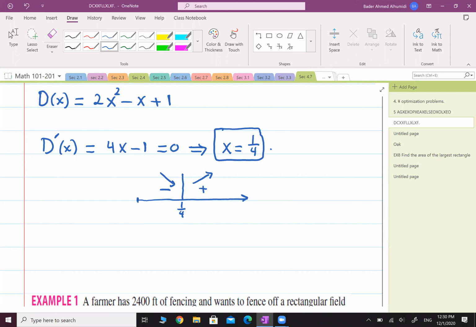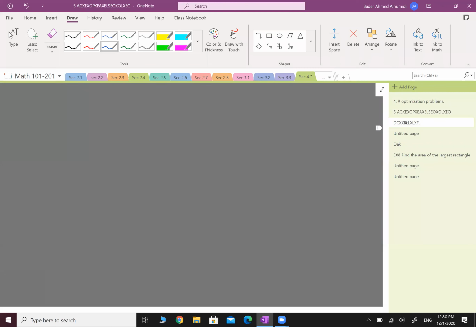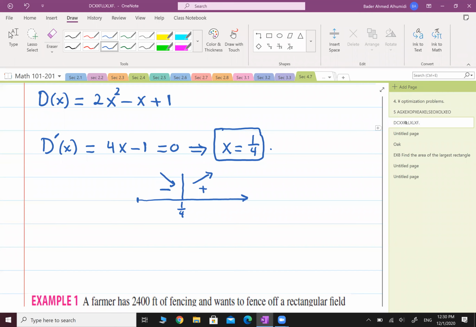Okay, guys. Now x equals 1/4. We need, as he said in the question, to find the minimum vertical distance. So we need to find the minimum distance. That is the x value, the x coordinate that will give me the minimum distance.